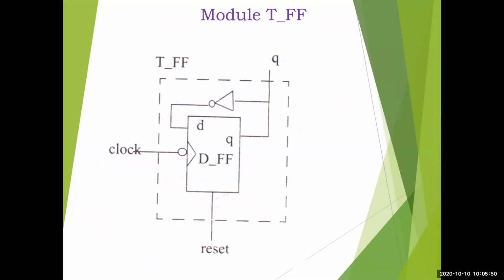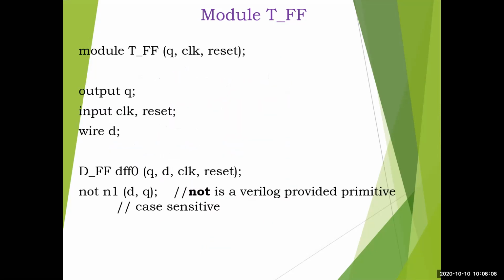There were 4 outputs because of the 4 flip-flops. Now for a single flip-flop, there is 1 Q, 1 clock, 1 reset. Internally it uses a D flip-flop and an inverter, so we just need to instantiate these 2 in the program. How to write this? Again, module, then the name. Whatever name you have given there, the same name you have to write here: T underscore flip-flop. Then the argument list: Q, clock, reset. Then you define which is output and which is input. Output is Q, input is clock and reset.